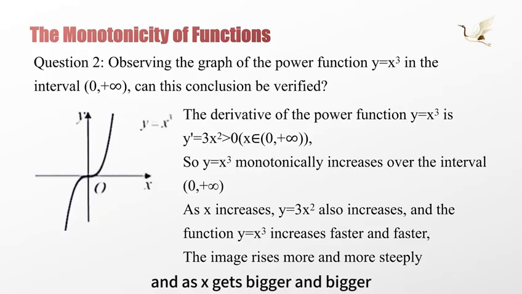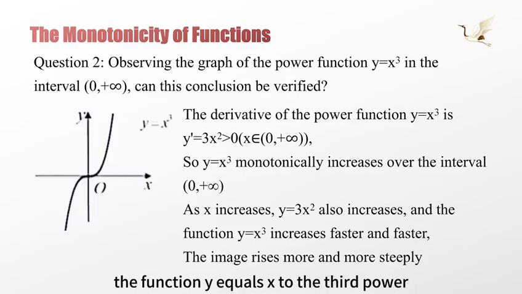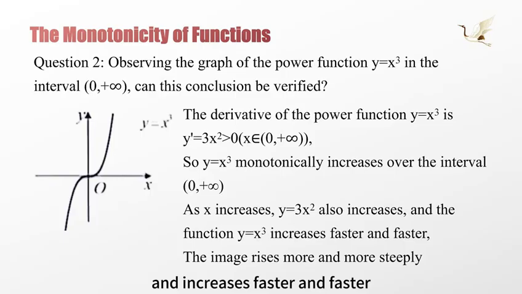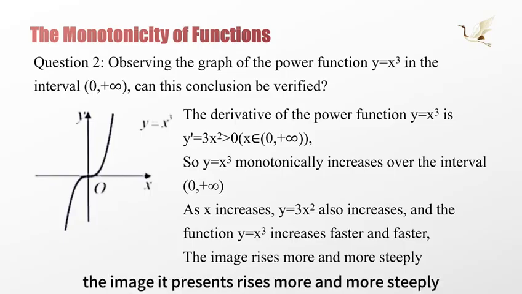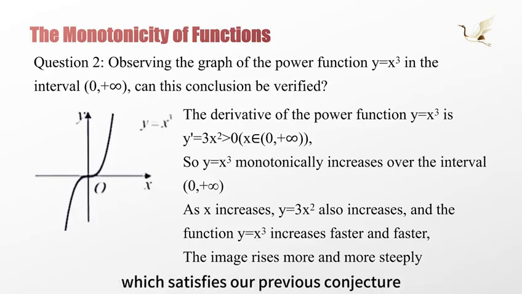And as x gets bigger and bigger, the derivative 3x squared is also increasing. Observe the image: the function y equals x cubed increases faster and faster. The image rises more and more steeply, so the power function y equals x cubed satisfies our previous conjecture.